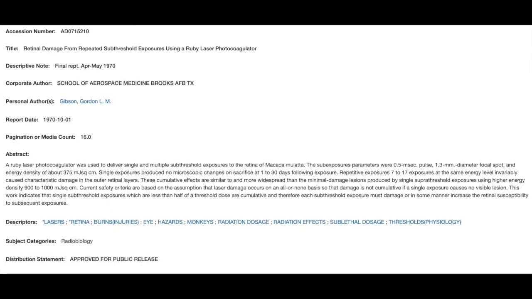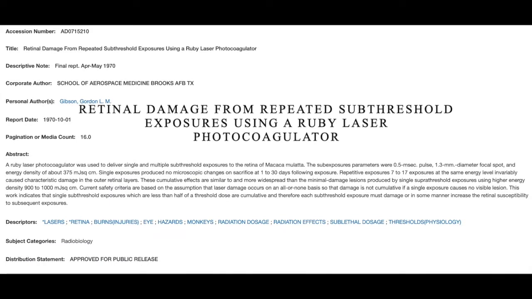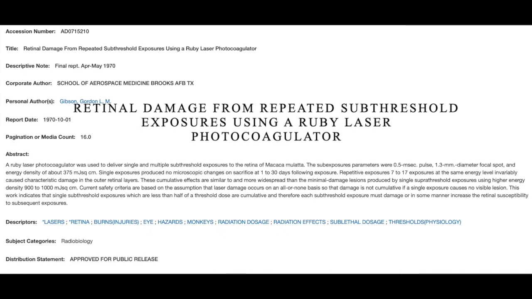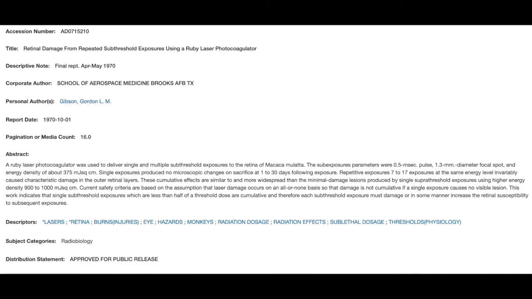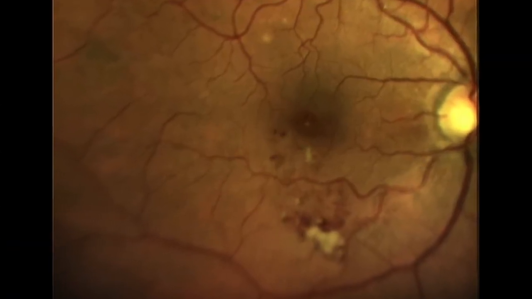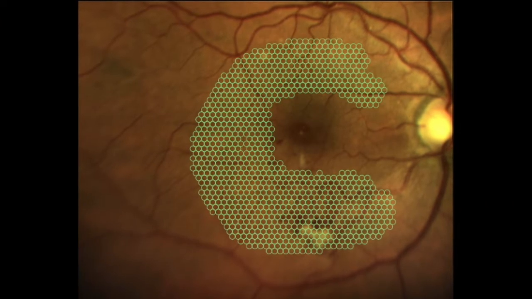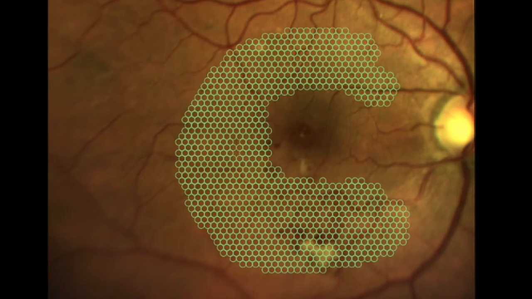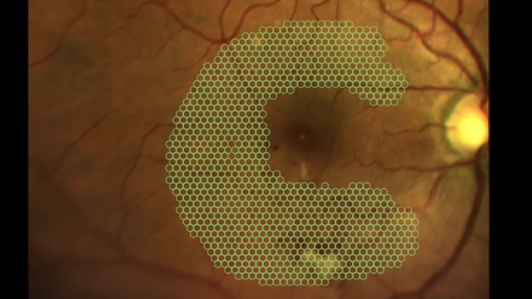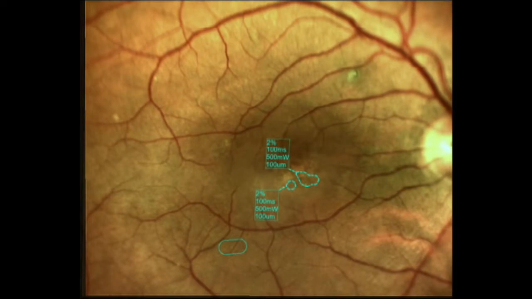and microsecond laser. The technology for subthreshold lasers has been around since the 1970s, with the first paper on this technology titled Retinal Damage from Repeated Subthreshold Exposures Using a Ruby Laser Photocoagulator, published in 1970. The study found that 0.5 millisecond laser pulses with an energy density of 375 microjoules per square centimeter did not lead to independent damage, but rather had a cumulative effect. The technology has developed since then, and subthreshold laser has been clinically used since 1997.